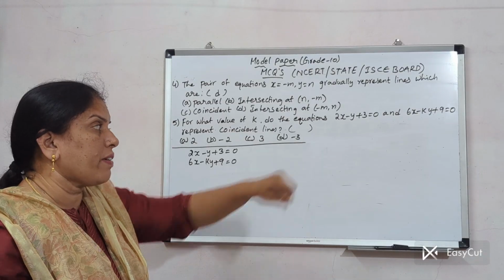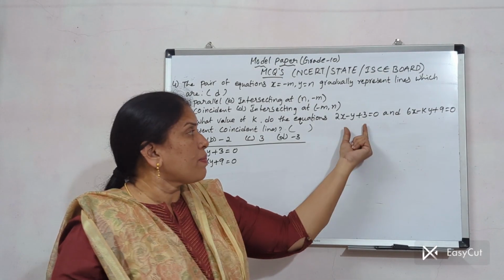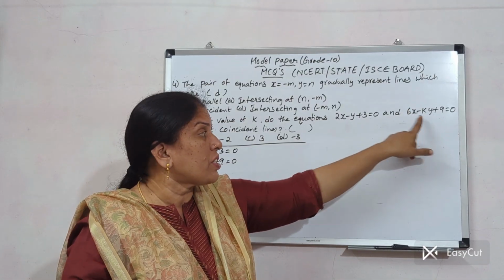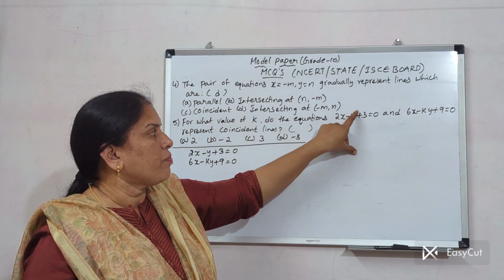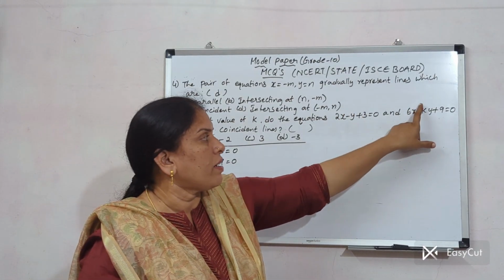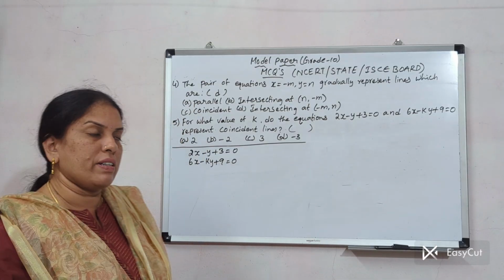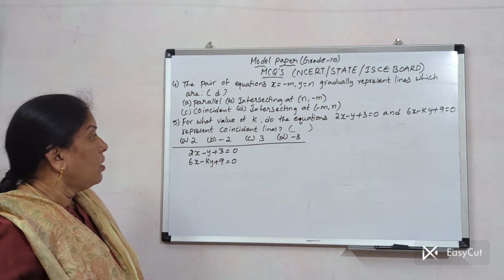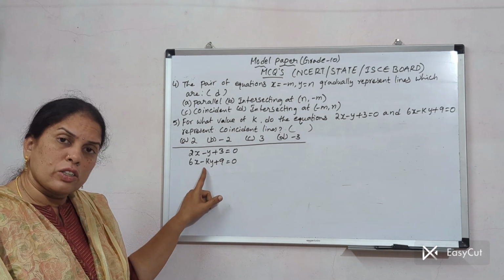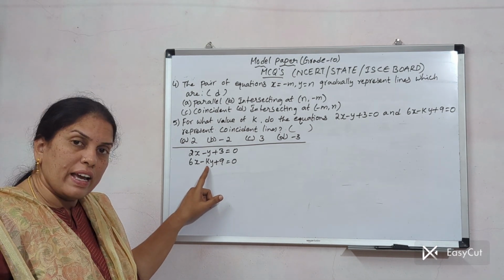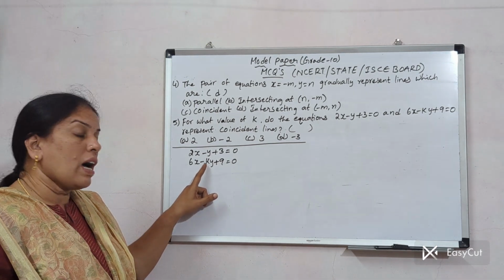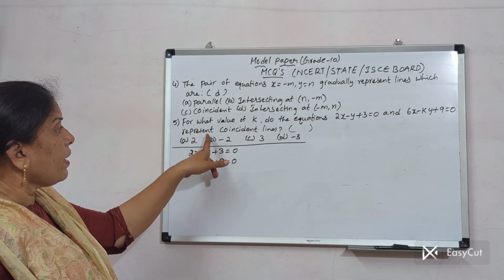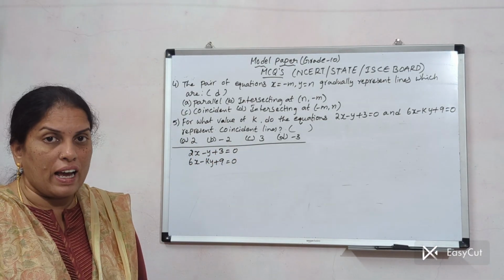They have given two equations. What are these equations, ma'am? These are linear equations. Why are they called linear equations? See here, the power of variables is 1. So we will call them linear equations. Okay. Represent coincident lines. What is the value of k? They asked you to find out the value of k here. Here k is there in the second equation, no? Okay. How will they be? They will be coincident lines.